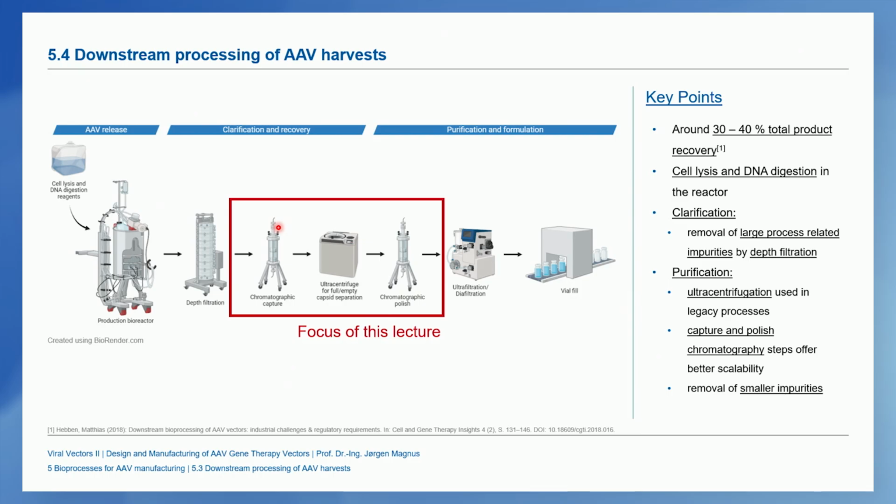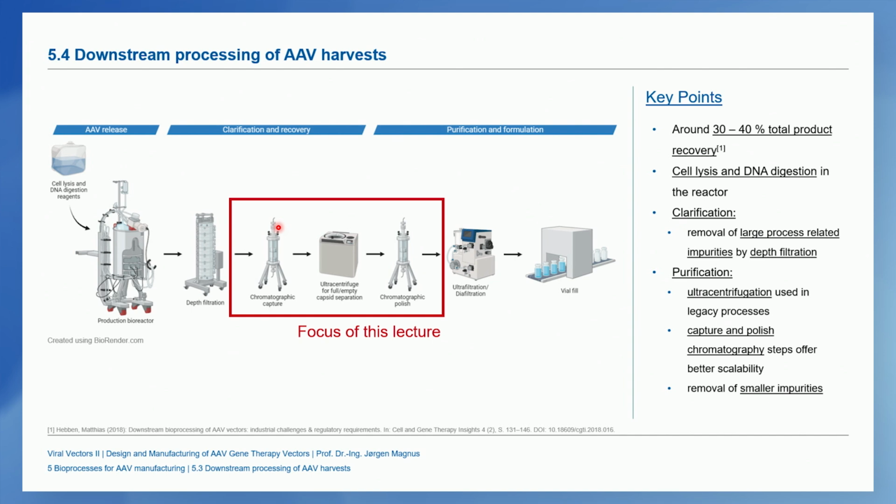Then in the second step, you would separate the full and the empty capsids. And traditionally, this is done by centrifugation. So by ultracentrifugation at very high G forces, you separate your empty and your full capsids based on the differences in mass, actually. So the full are slightly heavier than the empty because they contain a DNA molecule. And you can use this to separate them by gravity, by gravitational forces.